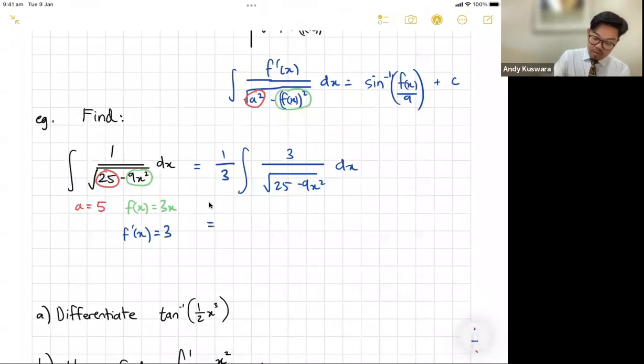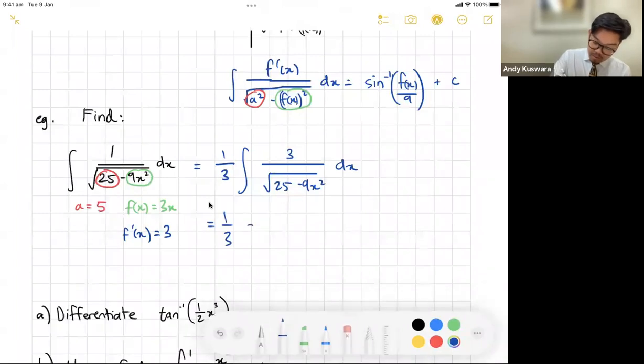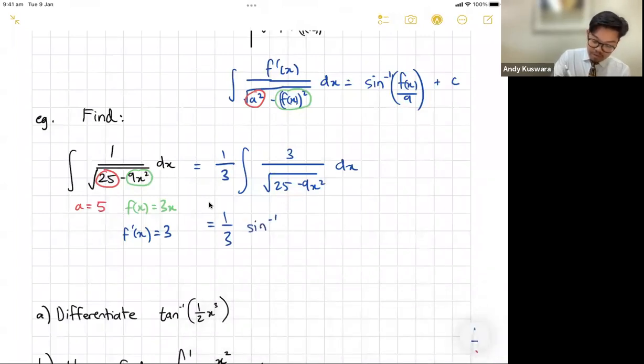So in other words, I know now that this part here is just going to integrate to sine inverse of f x on a. So it's going to be sine inverse of my function, which in this case is 3x. My a is going to be 5, and that's it, plus c. Okay, and that should be that.